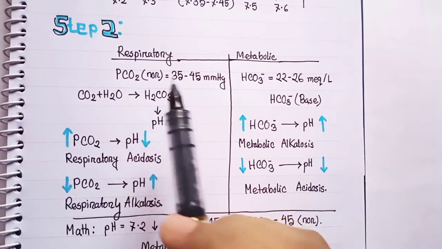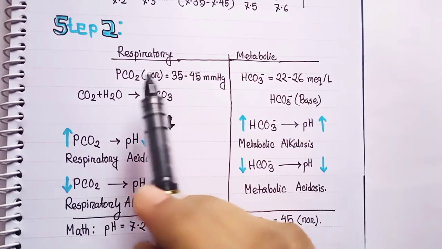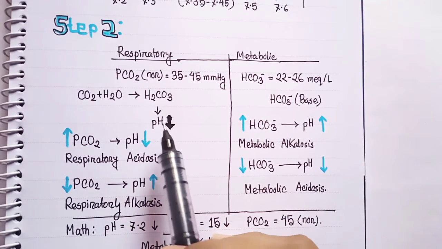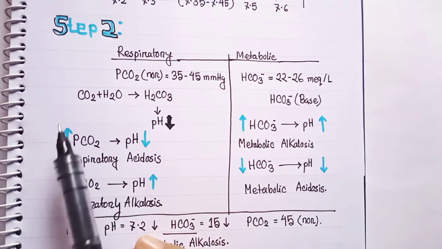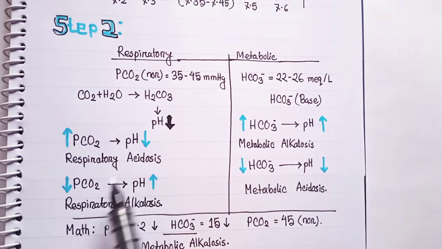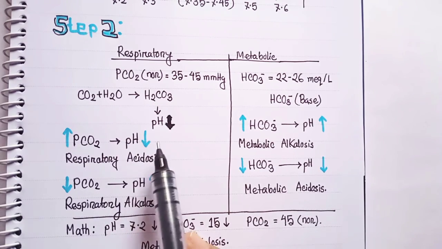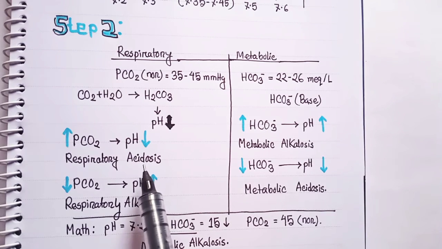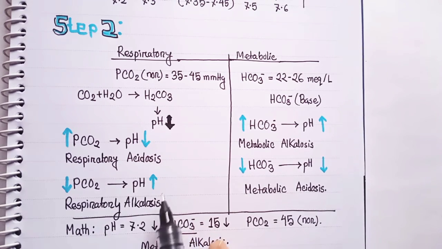If the carbon dioxide enters into the body, it will react with the water and form carbonic acid, and as it is an acidic compound, it will decrease the pH level. If the partial carbon dioxide is increased in the body, it will produce more acid and decrease the pH level, so we'll say it is respiratory due to carbon dioxide, and as the pH is decreased, we'll call it acidosis. And if the partial carbon dioxide is decreased, it will not produce more acid, so the pH will increase, and we will call it respiratory alkalosis.